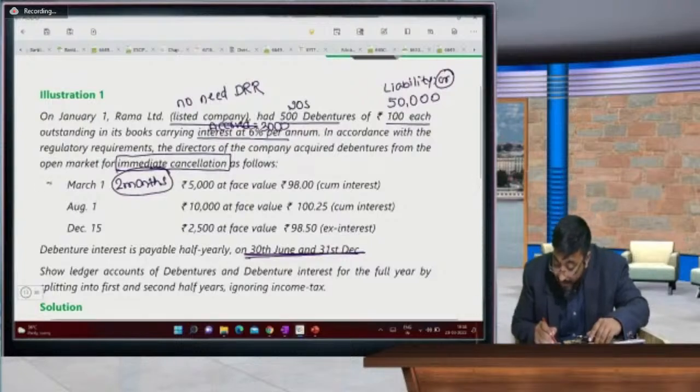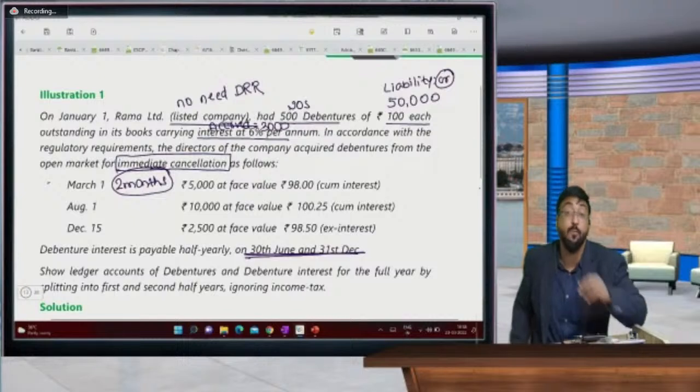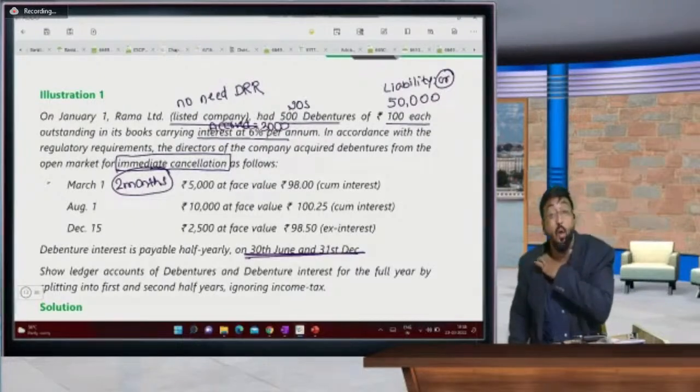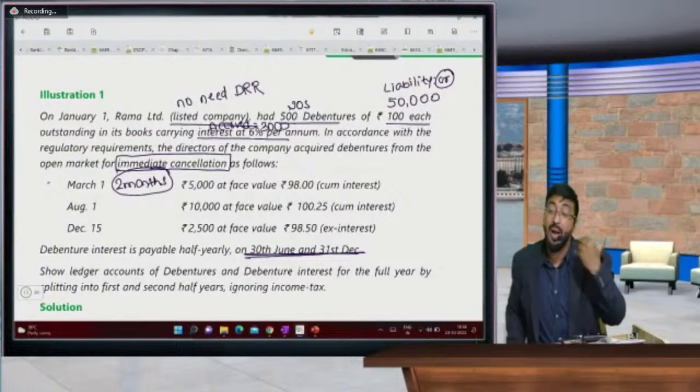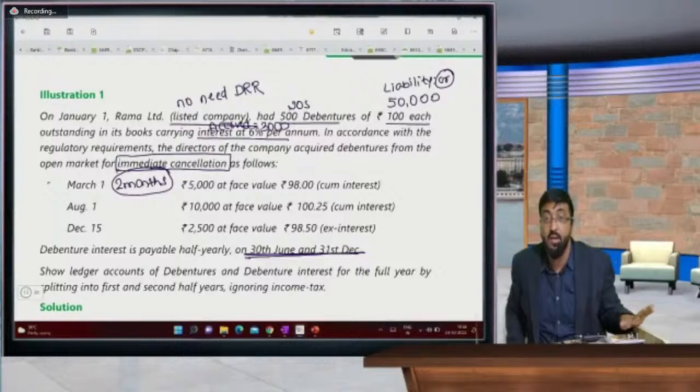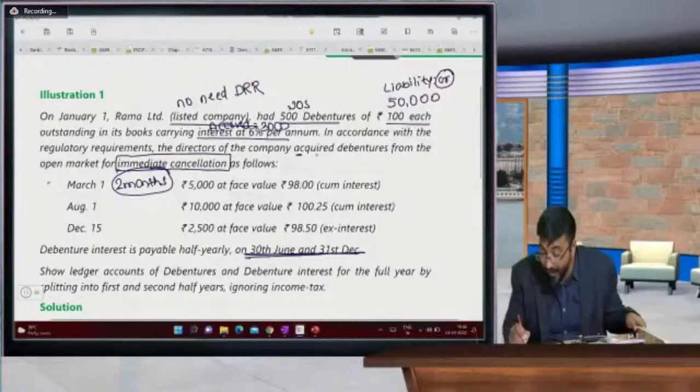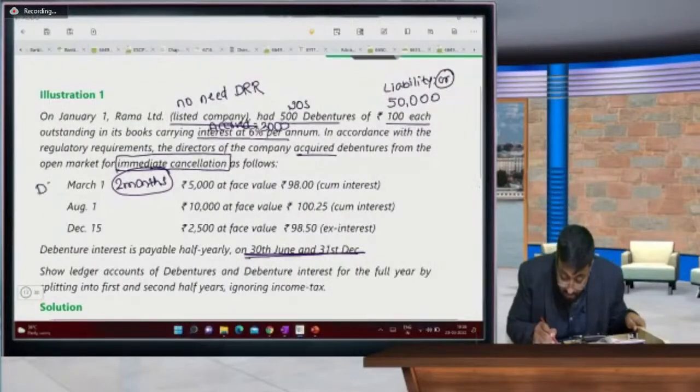Because they cancelled. Now what happened? They bought it from the open market. There was a liability of 50,000, out of which they themselves bought debentures of 5,000 from the open market. They acquired it. So now here debentures is going to be debited.